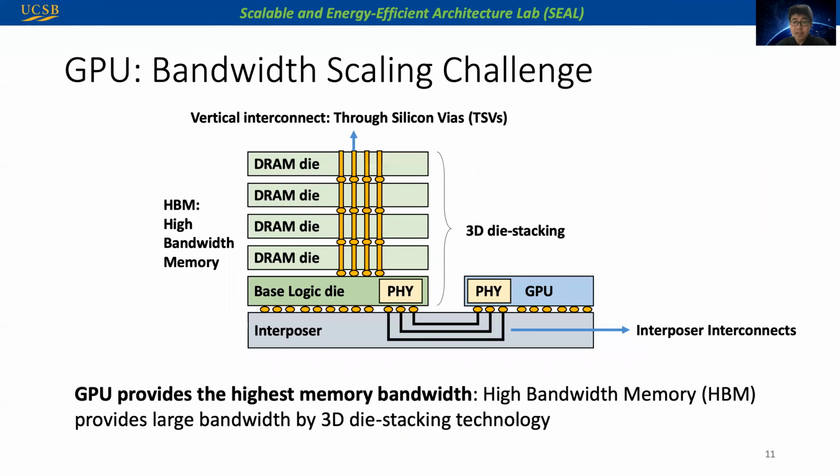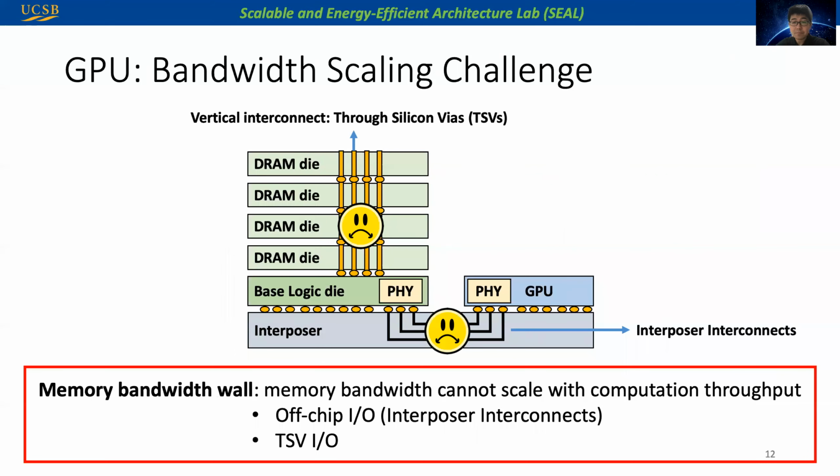Next, we show that GPU, which is the state-of-the-art image processing accelerator, is unable to meet the challenge of bandwidth scaling. GPU can provide the highest peak memory bandwidth among contemporary hardware accelerators by using high bandwidth memory, or HBM, as shown in this figure. It allows multiple DRAM dies to be vertically interconnected by through-silicon vias, or TSVs.